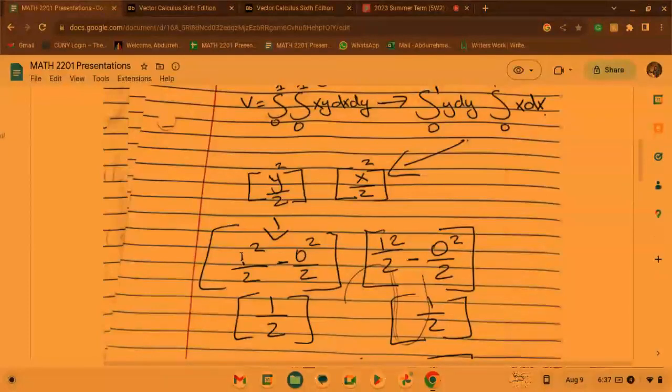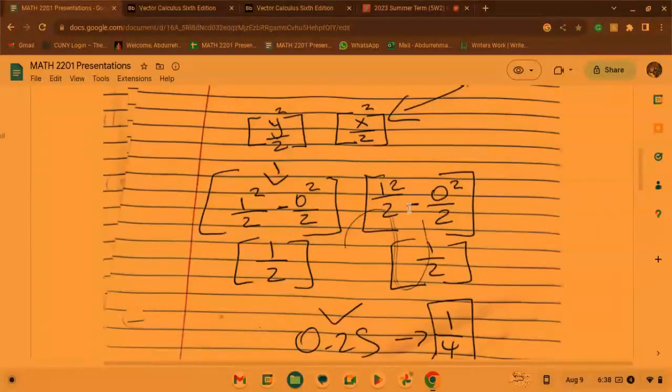Half squared means half times half. So you're talking about the half calculation squared itself. Okay, so I know what I did. It's 1 squared over 2. I didn't put the parentheses. You're right, it's 1 squared, and I didn't put the parentheses.